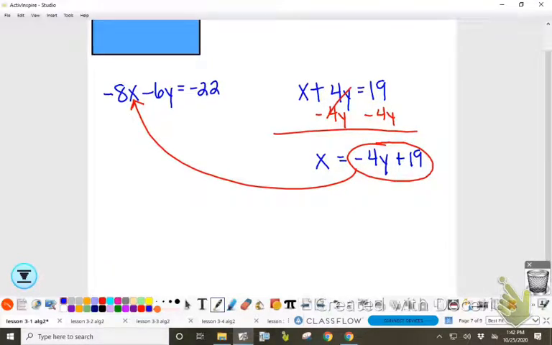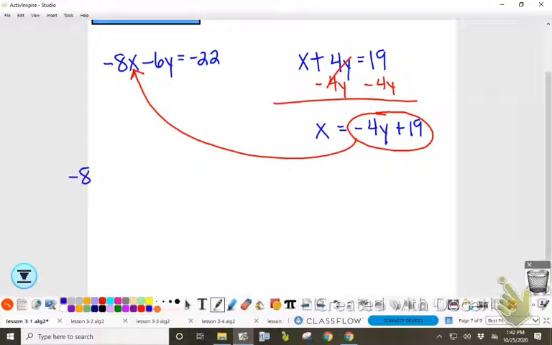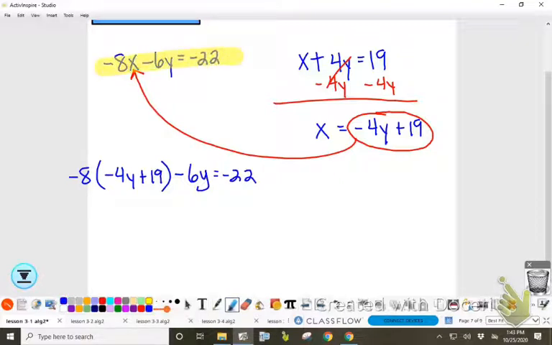So for this problem, I'm going to do negative 8, and instead of x, I'm going to write negative 4y plus 19, minus 6y is equal to negative 22. Again, I just rewrote this problem, but instead of x, I put what x was equal to right there.